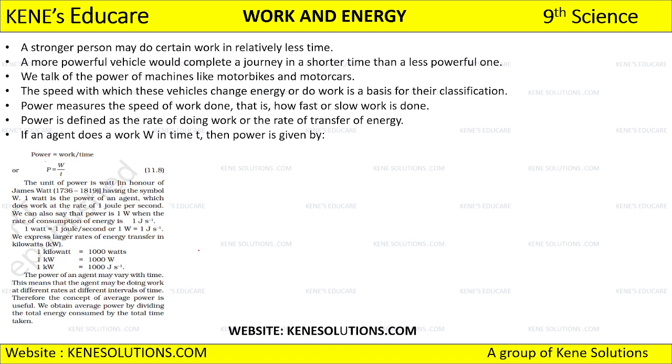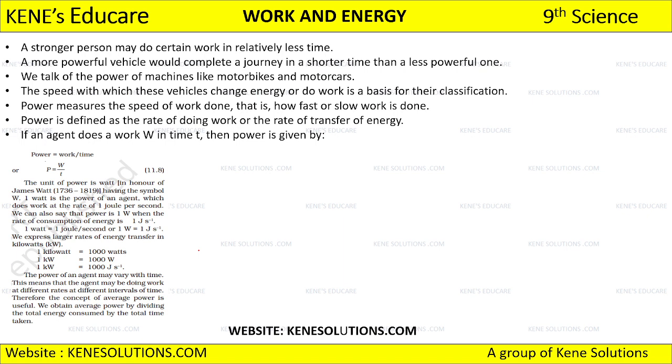So the unit of power is the watt, in honor of James Watt, who was born in 1736 and died in 1819. It has the symbol W. So the watt has been named in honor of James Watt. And what is the power of an agent which does work at the rate of 1 joule per second? So on this slide, we have the definition for power, and we even have the definition for the watt, and the name on which the unit of power is based has also been given, right?